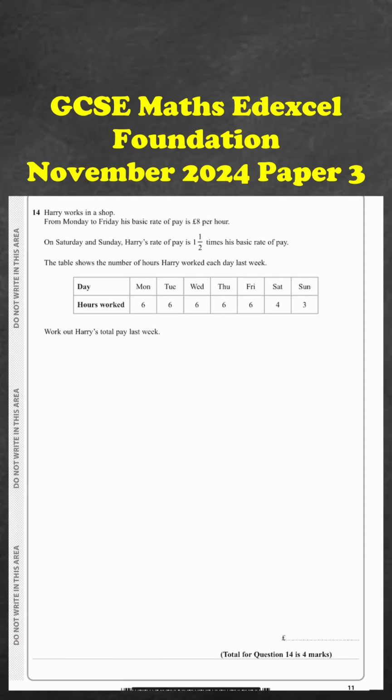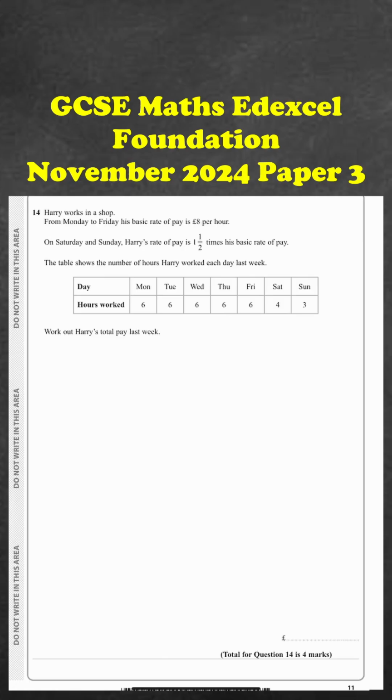Question 14. Harry works in a shop. From Monday to Friday, his basic rate of pay is £8 per hour. On Saturday and Sunday, Harry's rate of pay is 1.5 times his basic rate of pay. The table shows the number of hours Harry worked each day last week. Work out Harry's total pay last week.